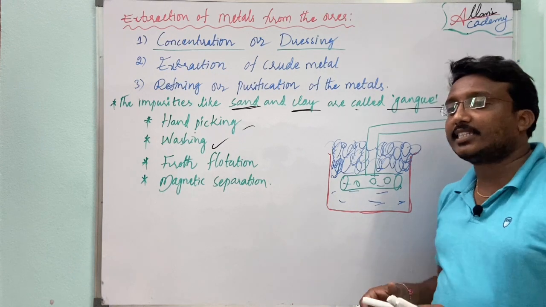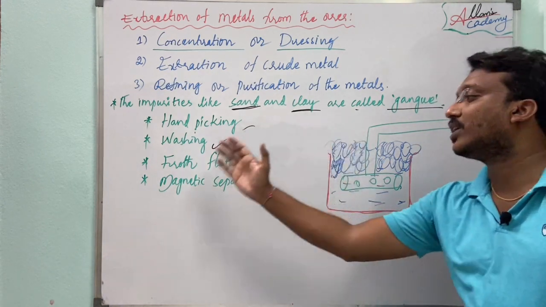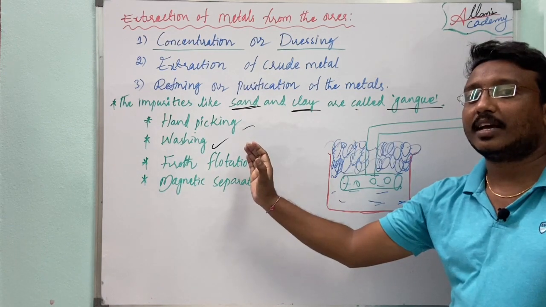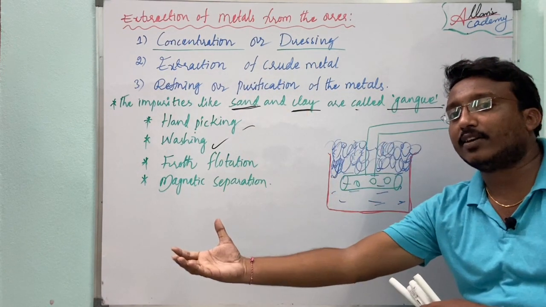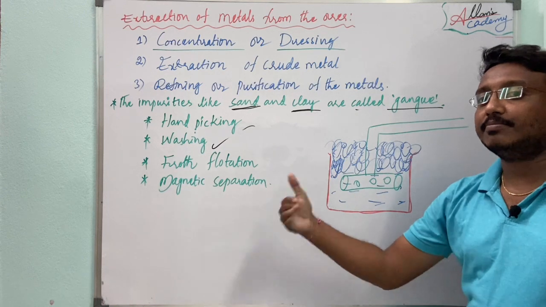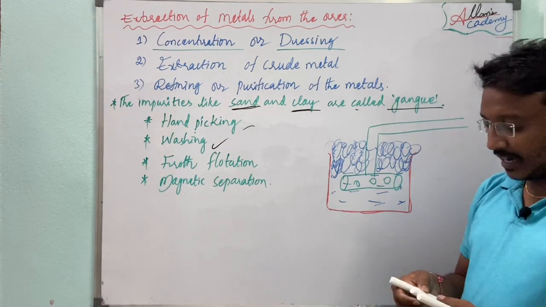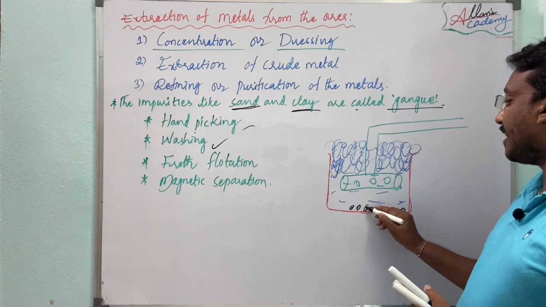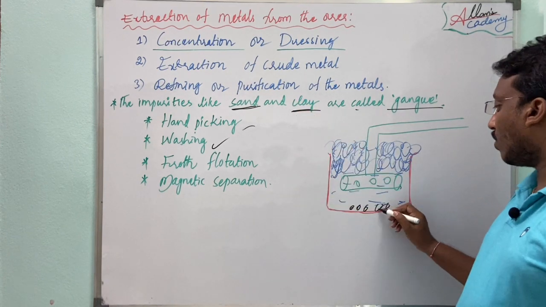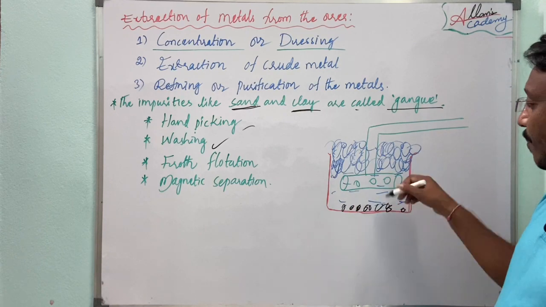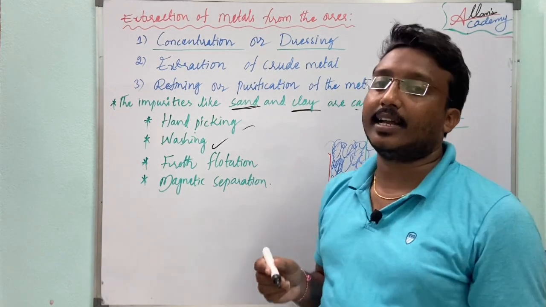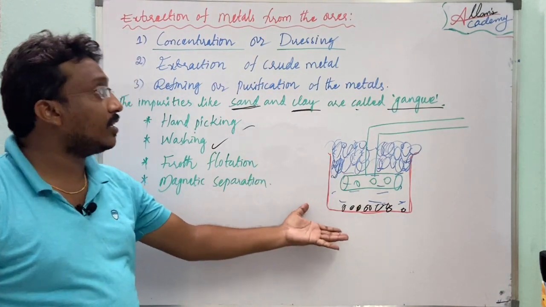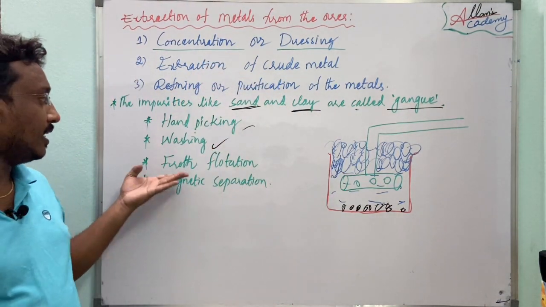Since the froth is lighter in weight, it is easy to collect. Then we can collect the froth and further wash it. Then we get the metal particles, and the remaining residue, that means the gangue like sand or clay particles, is present at the bottom of the container. This method of dressing is called froth flotation.